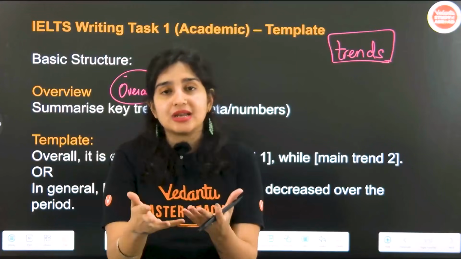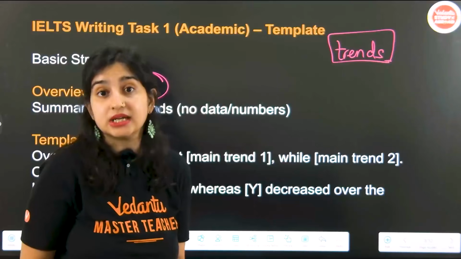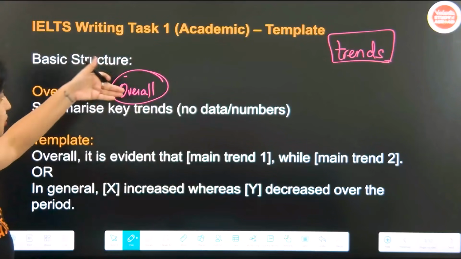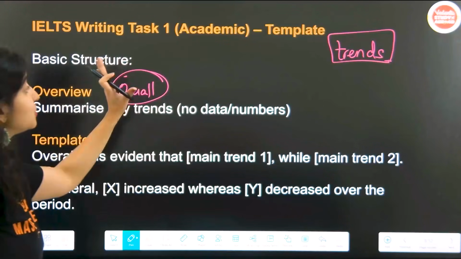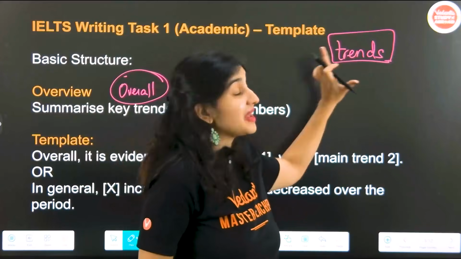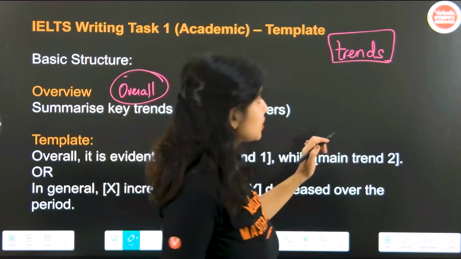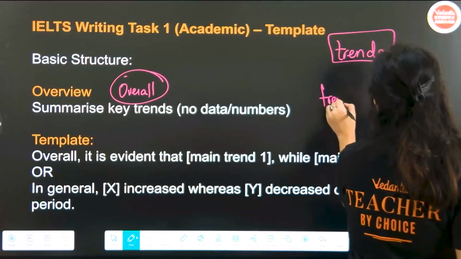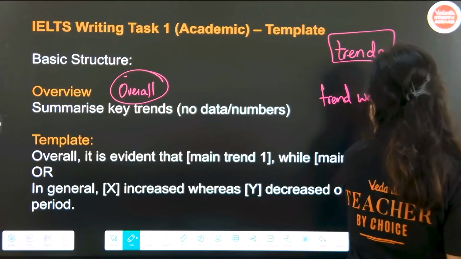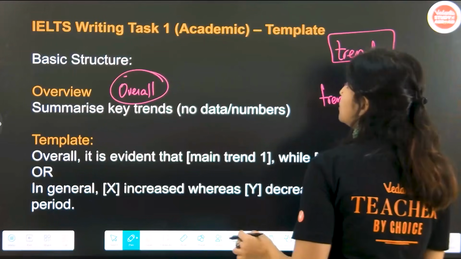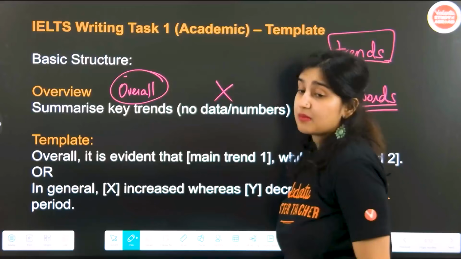So whatever the trend is that you can visually see from the data, you need to talk about it, you need to state it, but you need to state it using trend words only. Trend words and just general words only. Do not add data or numbers here.